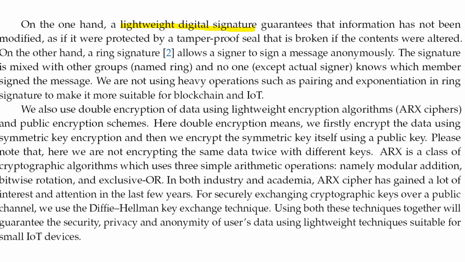On the other hand, a ring signature allows a signer to sign a message anonymously. The signature is mixed with other groups, and no one knows which member signed the message. Okay. This paper does not use heavy computation such as pairing and exponentiation in the ring signature, to make it more suitable for blockchain and IoT.